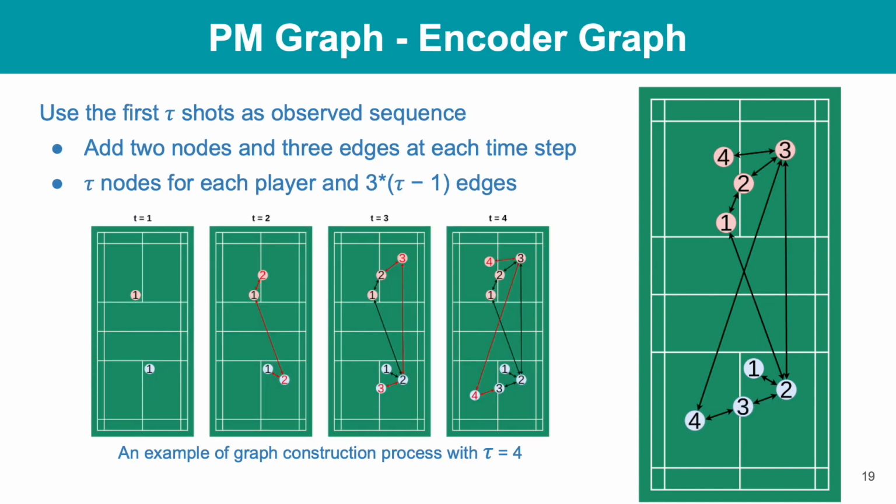Here we illustrate an example for constructing the encoder graph. At the first time step, there are two nodes that represent the initial locations of the two players before the rally starts. Afterwards, at each time step, two nodes and three edges are added to the graph to represent the movements and interactions of players on the court. The three new edges contain one shot type that links the node of the player who returns the shuttle at the time step t-1, and the node of the player who will return the shuttle at the next time step. One defend type that links the nodes of the player who returns the shuttle at the time steps t-1 and t, and one return type that links the nodes of the player who will return the shuttle at the next time step with the time steps t-1 and t.